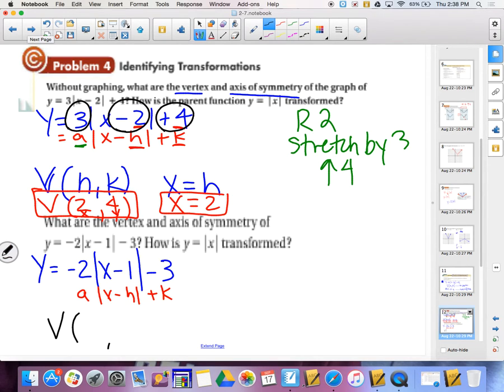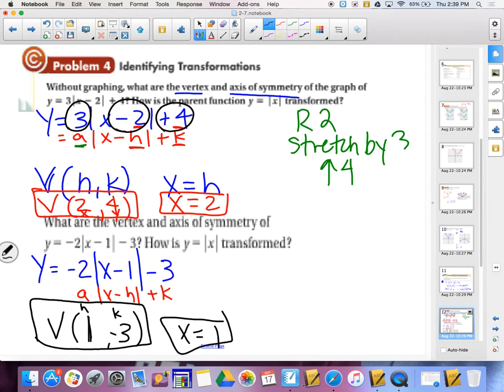So I'm looking for my vertex, and I'm looking for my axis of symmetry. So what would my vertex be for this problem right here? 1, -3. If this is negative, this is going to be positive right here. Then I have -3 over here, so I have -3 right here. That's my H. That's my K. So what would my axis of symmetry be? 1. My axis of symmetry is whatever my H is, which is 1.